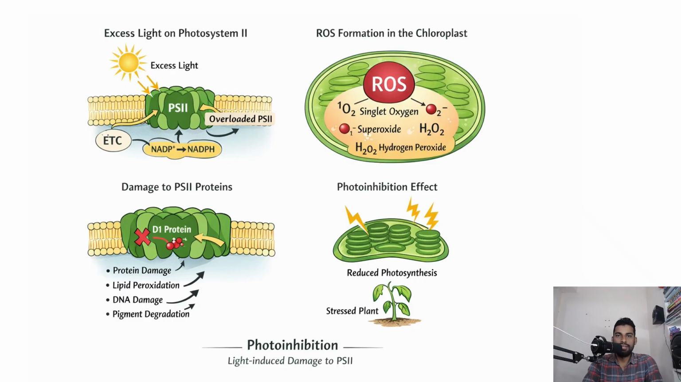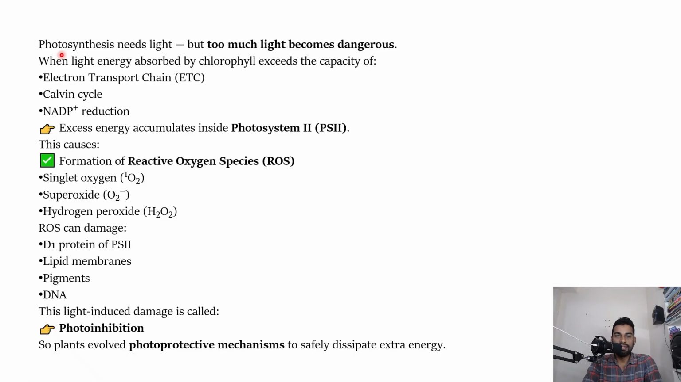Let us read out the theory part. Photosynthesis needs light, but too much light becomes dangerous. When light energy absorbed by chlorophyll exceeds the capacity of the electron transport chain, Calvin cycle, NADP plus reduction, so these all increase. Once excessive energy enters the photosystem II, it cannot go out. This causes formation of reactive oxygen species.